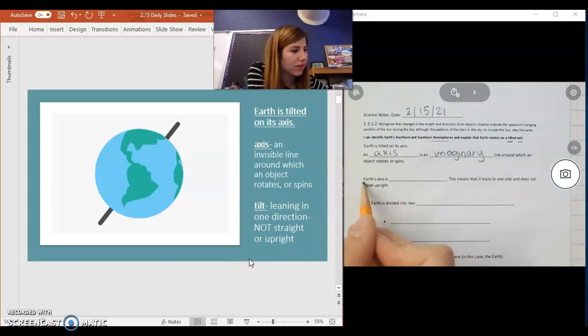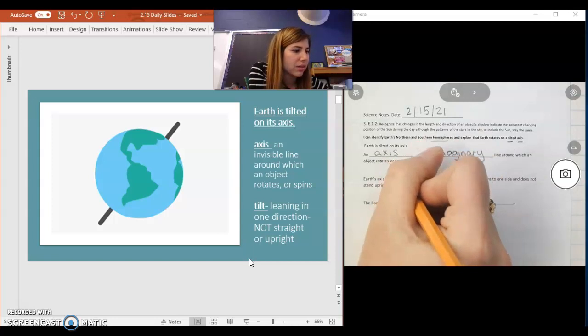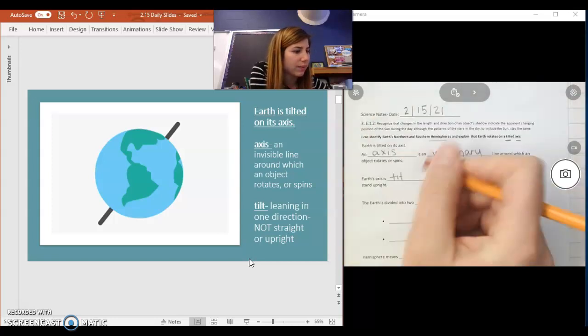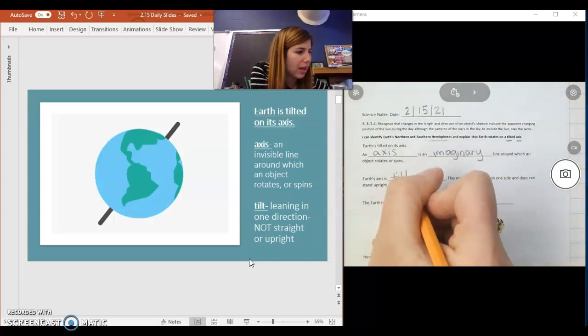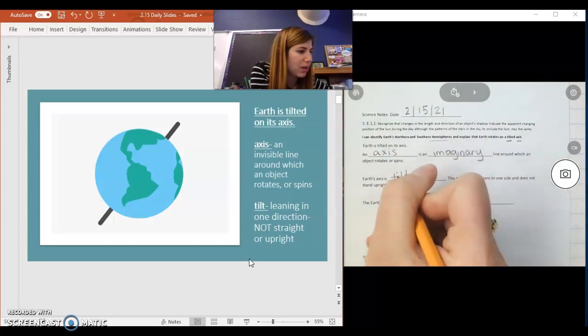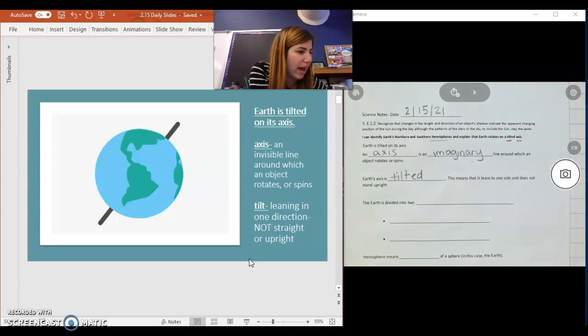And while we're here, we can also say Earth's axis is, what's that word that goes here to describe the lean of the Earth? We're going to write tilted. Whoops. Earth's axis is tilted, and that means it's not standing straight up and down, it is tilted or leaning to one side.